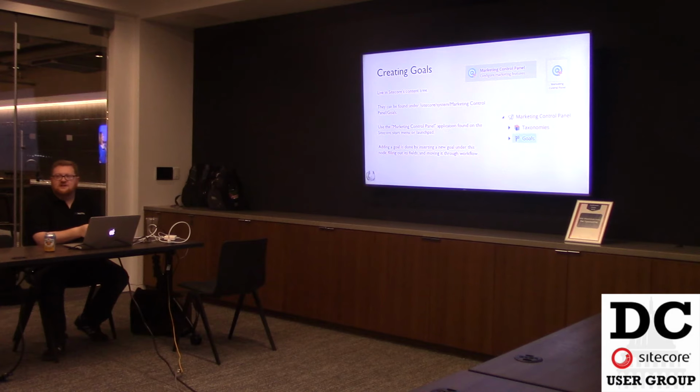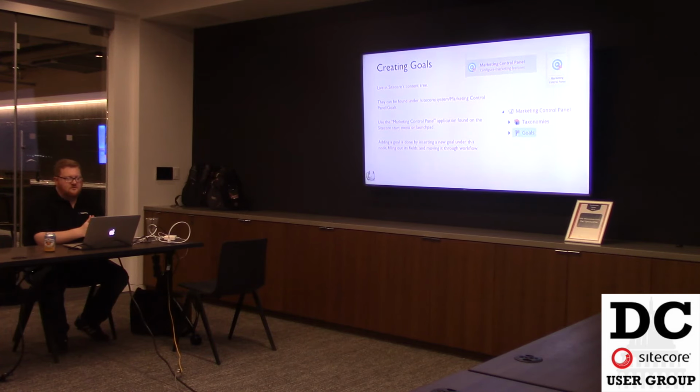They all live in Sitecore's content tree, just like everything, because Sitecore is made out of Sitecore. They're all found underneath the goals section, unmysteriously named, in the marketing control panel. If you need to get to the marketing control panel, it's found in the Sitecore start menu or the launchpad. You can see the icons for it up there on the right. And once you're in the marketing control panel, you'll see that's what it looks like in the content tree.